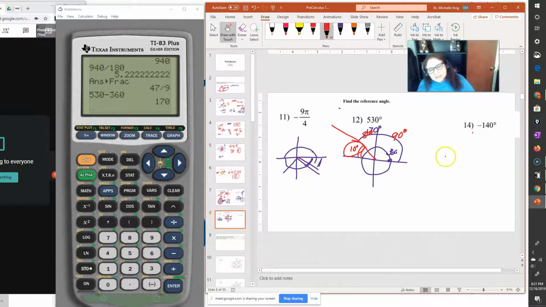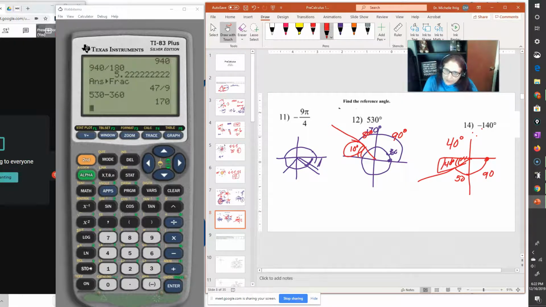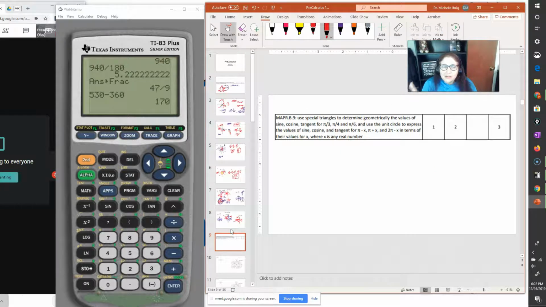If I look here, it's the same concept. I start at 0. It says negative, so I'm going this way. This represents 90. I go 50 more and draw my line. How much do I have left for my reference angle? 40 degrees. And that's it. Okay? Your reference angles will always be positive because it's an angle in a triangle. All right, so that is my best guess for those 3 questions.